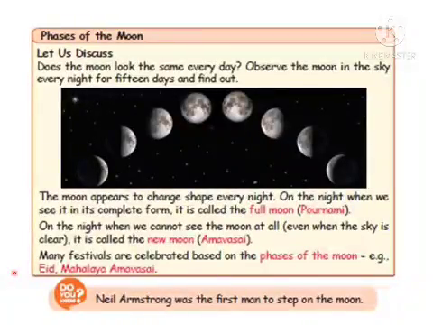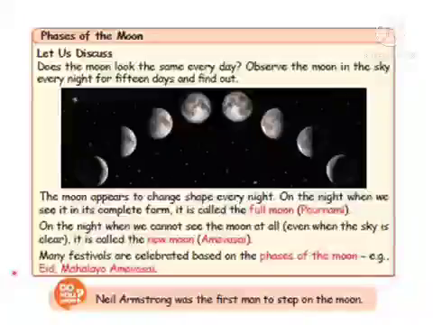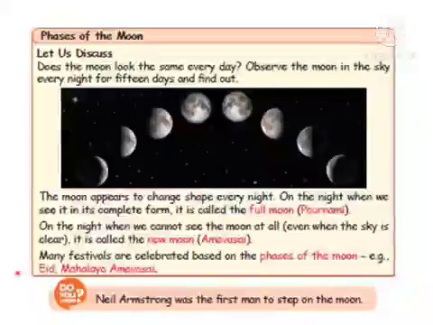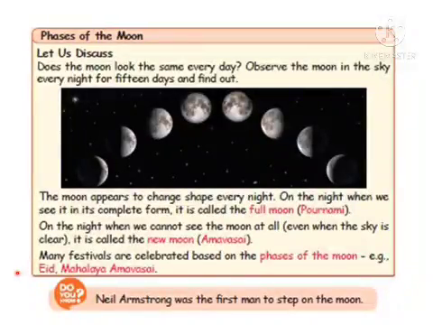The day the moon appears to be full is the full moon. The day when the moon could not be seen, the sky will be clear and there is no moon, so we call the day the new moon. Do you know Neil Armstrong was the first man to step on the moon? I repeat, do you know Neil Armstrong was the first man to step on the moon? Are you clear, children? Can you understand? Okay.